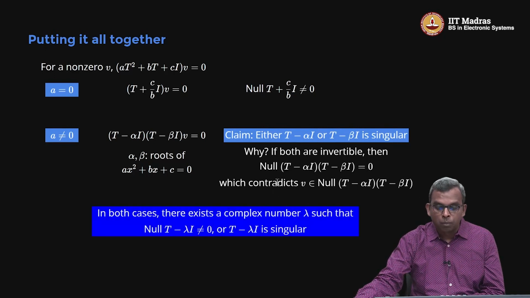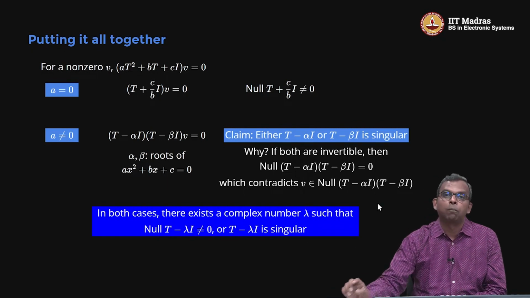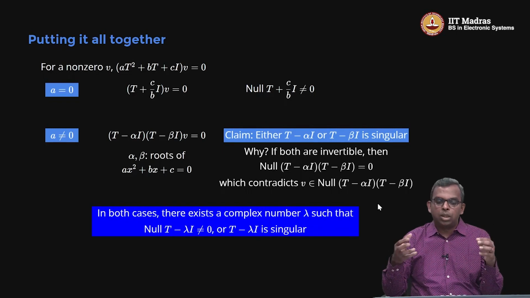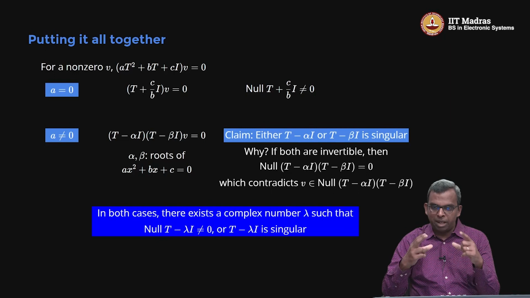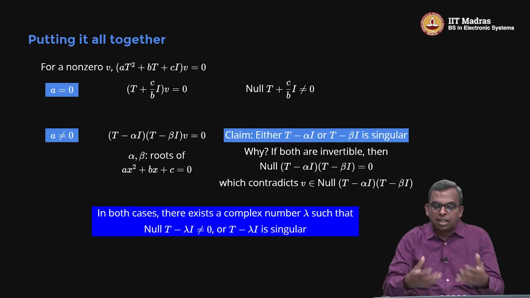Whatever happens, in either case there exists a complex number lambda such that the null space of t minus lambda I is not 0, or t minus lambda I is singular. Notice in this proof I didn't use any matrices. In the previous version when we found the eigenvalue, I used the property of the matrix, the two columns being linearly dependent means the cross products have to be equal. That property I used directly to get to the equation. Here I didn't use it, I was just using this operator algebra and giving you a proof. So that's the power of this proof.